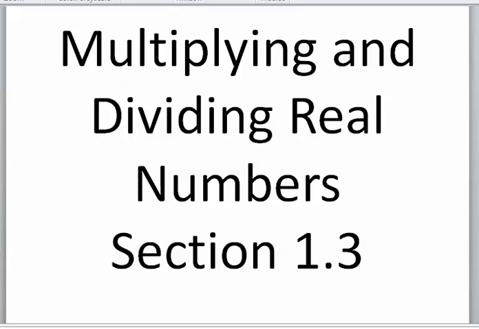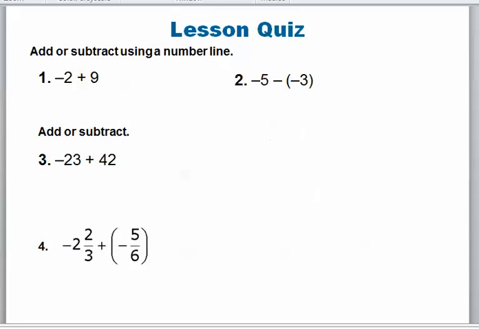Our next section is multiplying and dividing real numbers. What I'd like you to do is take a couple of minutes and do this little lesson quiz from the prior day. So please pause this and go through it yourself.